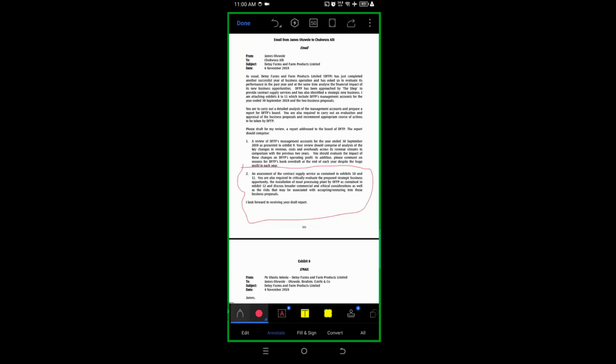So 1, assessment of contract supply service. 2, evaluation of what? Meat processing plant. Then he said, and discuss broader commercial and ethical considerations as well as risk. Commercial, maybe effects of inflation, maybe population and all that, and ethical considerations and risk that may be associated with accepting or venturing into this proposal. So these are the two major things and the sub things we should look at.